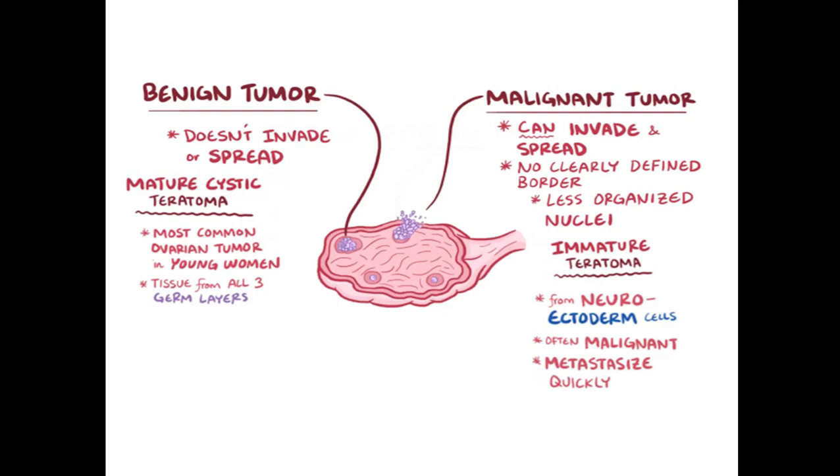So these malignant tumors in the form of immature teratoma arise from part of the ectoderm known as the neuroectoderm cells, and most often they are malignant, aggressive, and show early metastasis.